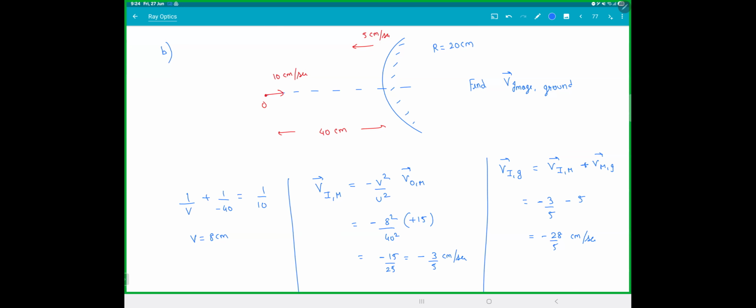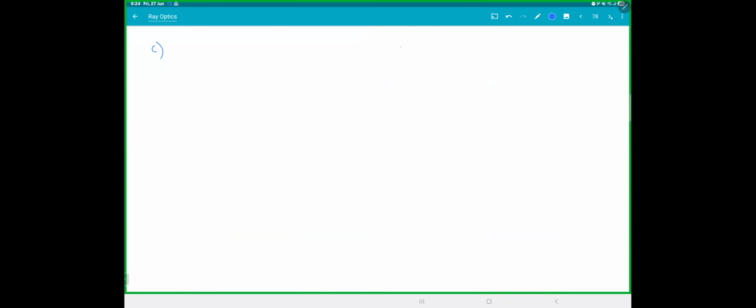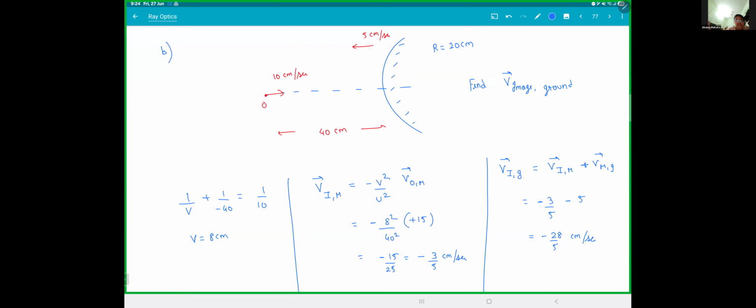Let's see one more. So these questions, these are still okay. This question becomes tough when you do something like this. So in the previous question, rate of change of focal length, can we take it as the speed of mirror? Why is the focal length changing?